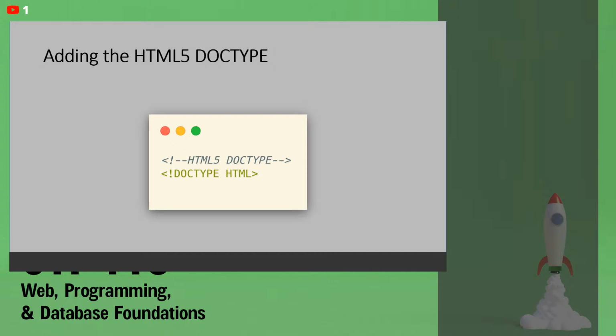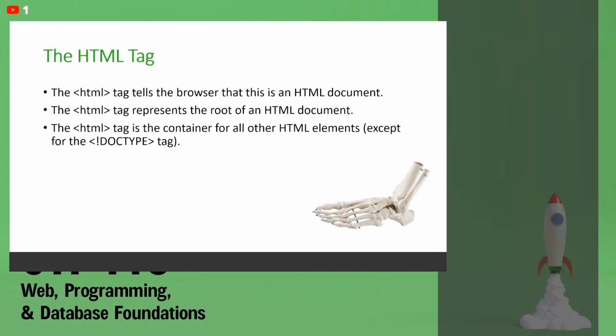From there, the next thing that we add is our HTML tag, or more precisely, our HTML tags. We talk about it as a plural because for the vast majority of tags, especially the ones that we will be talking about for this course, you have two tags. You have an opening tag and you have a closing tag. And so the HTML tag tells the browser that what is written in between these two tags is HTML.